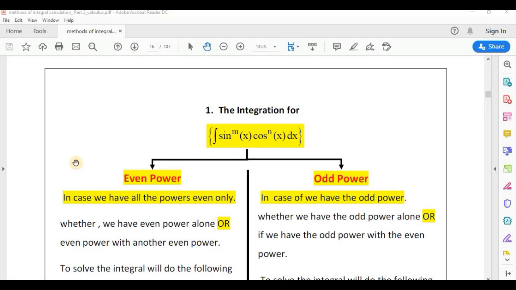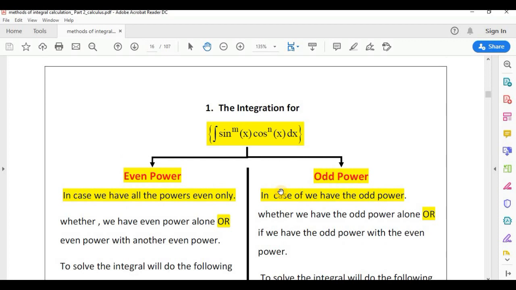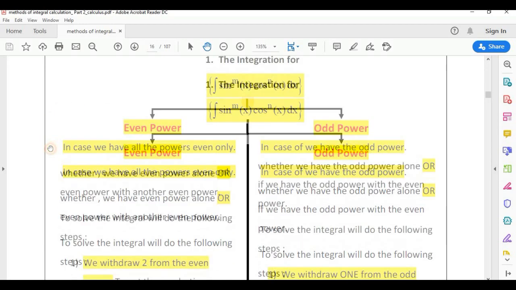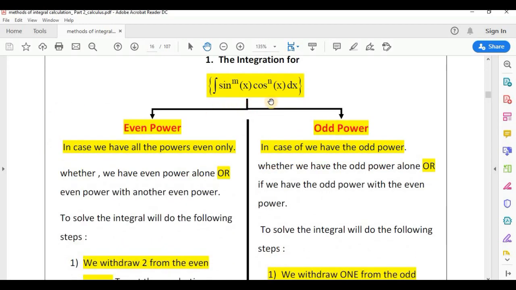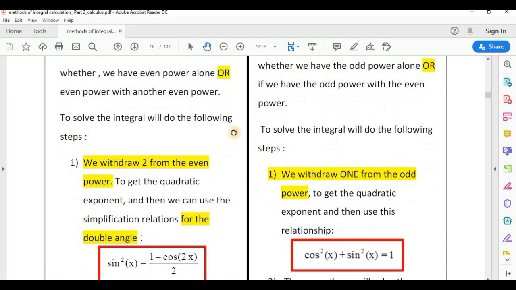Today we will continue from our previous lectures. Last lecture we discussed how to find the integral for sine and cosine when we have the odd power. Now we will continue with how to find the integral for sine and cosine when we have even power. In case all the powers are even, how will we find the solution?